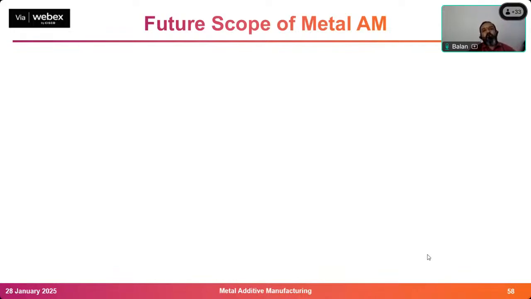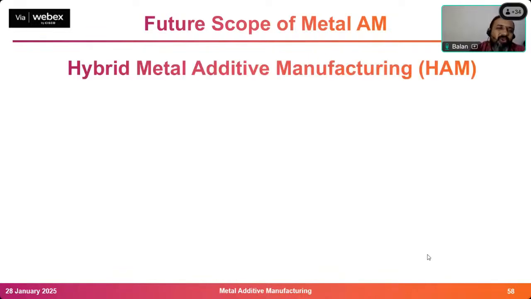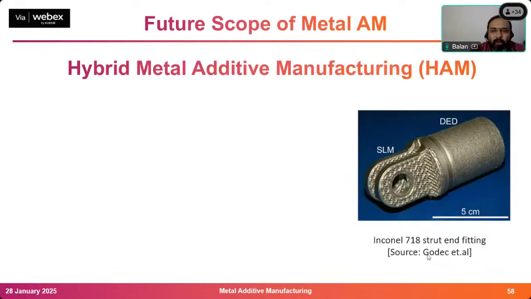Now we'll see the future scope of AM. Another case study we also did is called hybrid additive manufacturing. Why do I want to do hybrid additive manufacturing? See, this is DED, and this is laser powder bed fusion, also called selective laser melting. LPBF's other name is SLM. There are two processes: LPBF and laser DED. The DED we have seen, and this is LPBF.